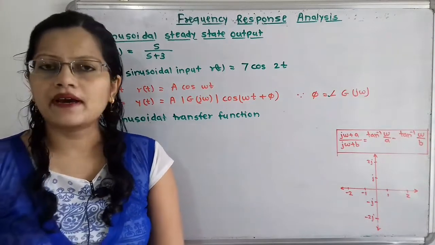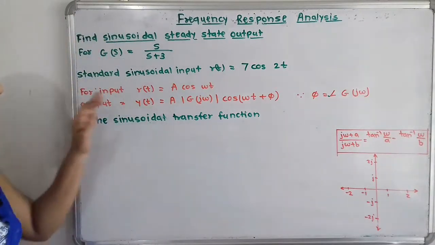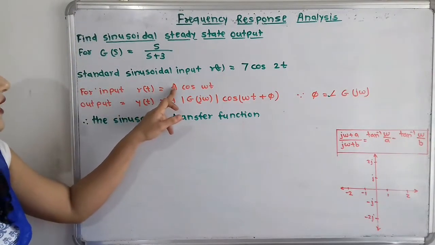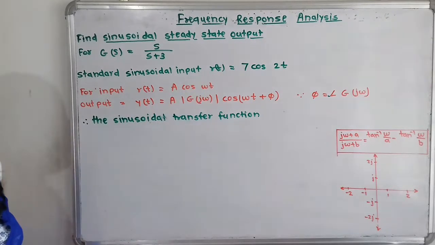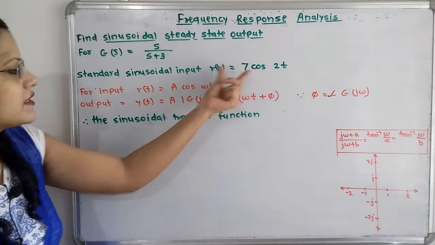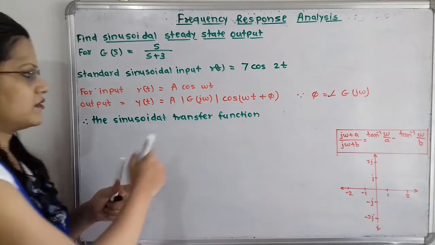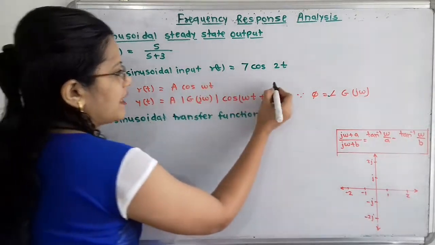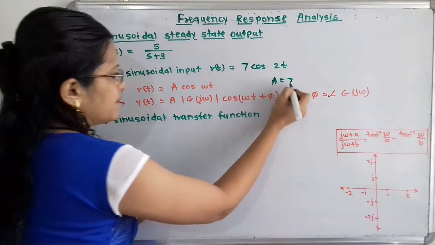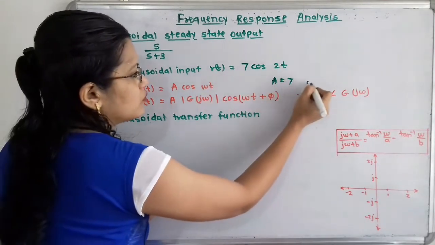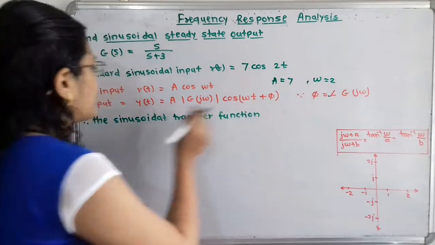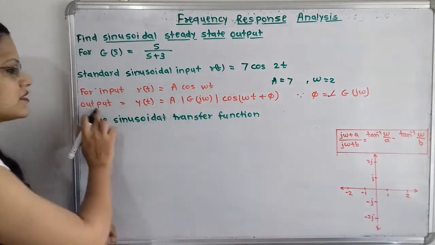Now we will compare this given input with r(t) = A cos ωt. If we compare these two inputs, then A = 7. So here I will write A = 7 and ω = 2. Now for this input, what is the output?